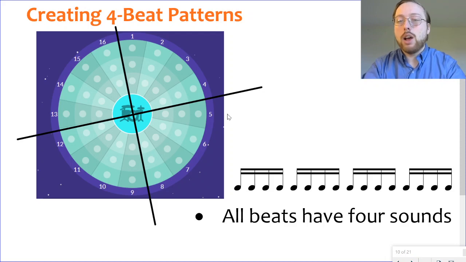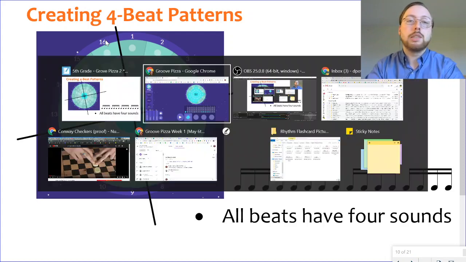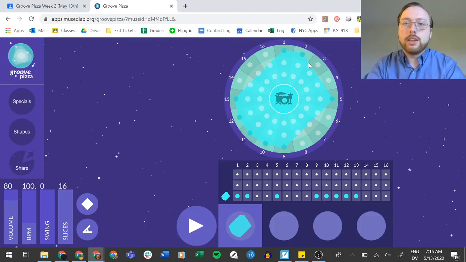So we can easily think now, what about if all of the beats have 4 sounds? How many sounds would that be? 4 plus 4 is 8, plus 4 is 12, plus 4 is 16. There are 16 slices. So that means that each slice will have a sound. Let's clap and speak this rhythm. Ready, go. Tikka, tikka, tikka, tikka, tikka, tikka, tikka, tikka. Let's make it. So 4 sounds, so every slice has a sound. Let's check.